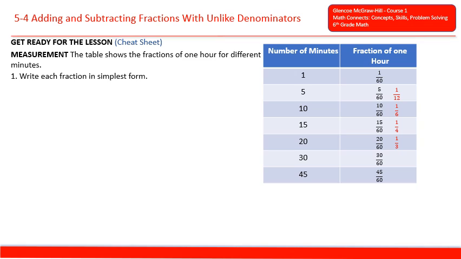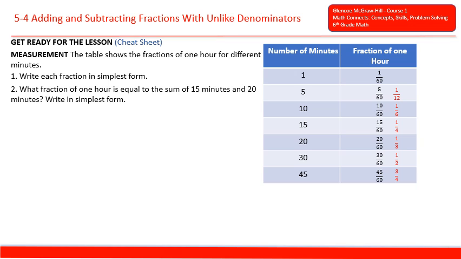30 minutes is 30 over 60. 30 is the greatest common factor. 30 will go into 30 once, 30 will go into 60 twice. And then we have 45 minutes. 45 over 60. Greatest common factor is 15. 15 goes into 45 3 times and goes into 60 4 times.